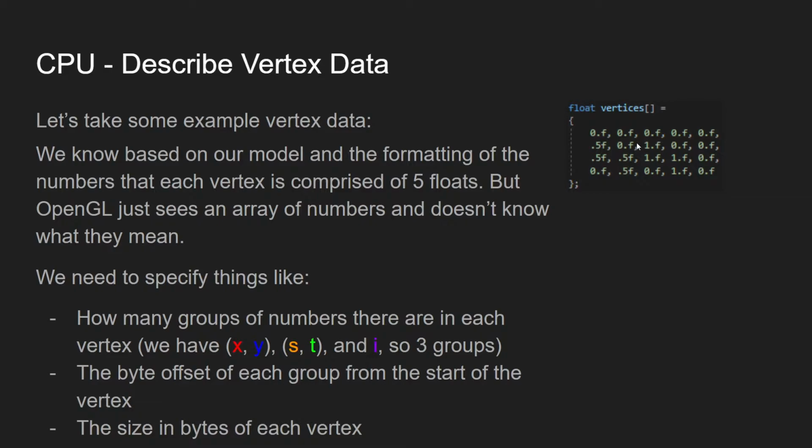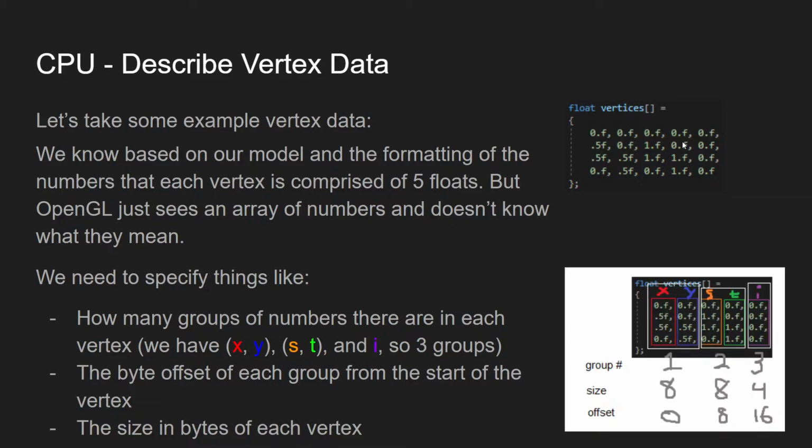And then it needs to know the total size in bytes of each vertex. So I've separated these out here. You can see by column we have our x values, our y, st, and I, and then we have 3 different groups. Group number 1 is our space coordinate pair, the x and y.